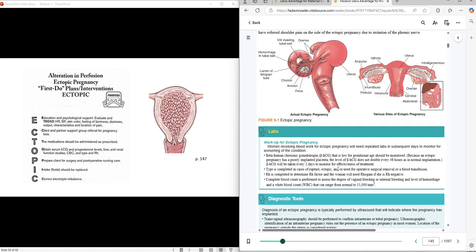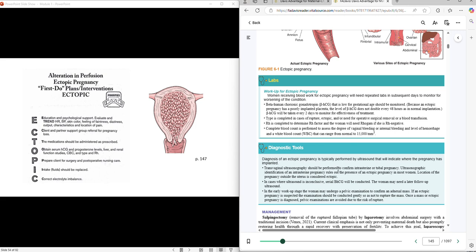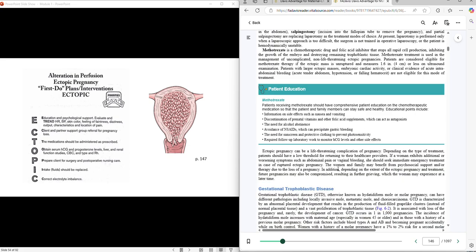On page 146, it starts talking about the management of these. Salpingectomy, which is the removal of the fallopian tubes. Methotrexate, which is a drug that inhibits that growth to continue, and it's here. Just make sure you understand those terms.